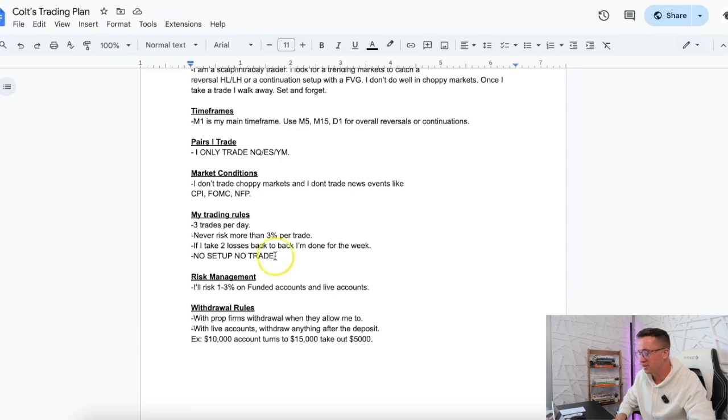So risk management, I'll risk 1 to 3% on funded accounts and live accounts. And you guys can determine your risk too. Maybe you want to use 0.5% per trade. The way that I look at it, and I'll make more videos on PDFs and things that I use to enhance my trading, is you guys want to be monitoring your levels of confidence. When you're looking at your ideal perfect setup, how confident are you really with that trade? Are you feeling low, high, or medium levels of confidence?